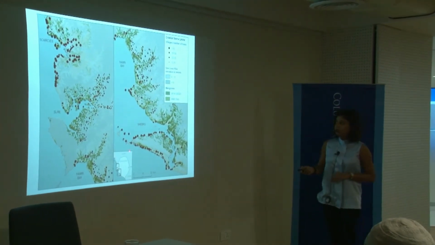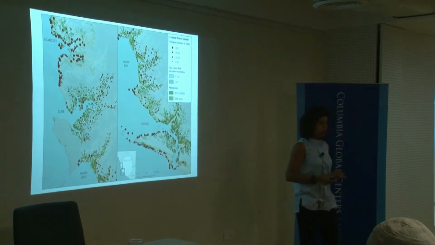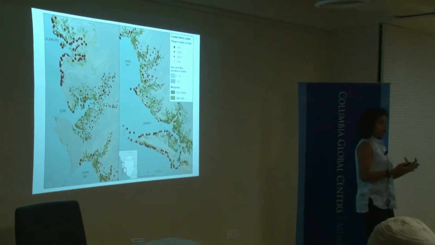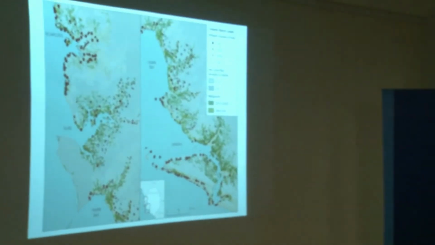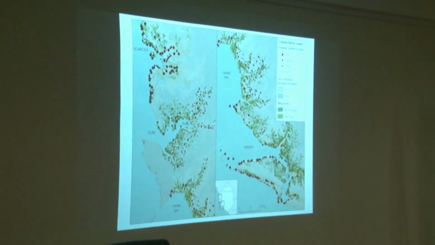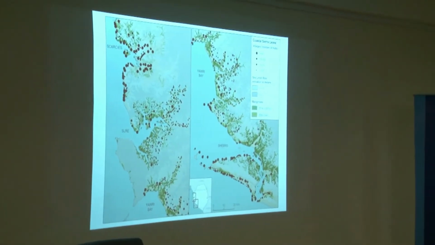Now all these red dots denote the location of a village. The bigger the dots are, the more population there is. So you can see there's quite a bit of population. They're right across the coastlines. So as you can see, they're really very vulnerable.